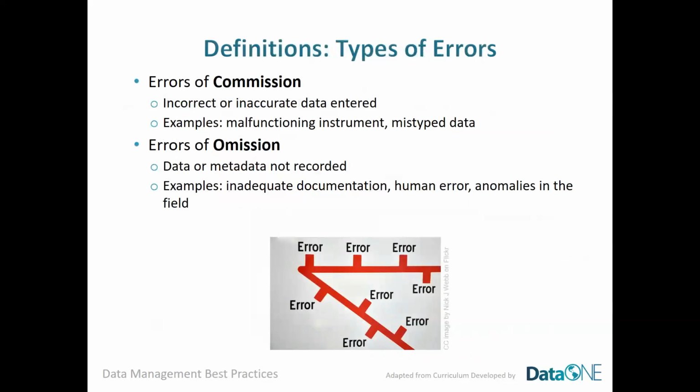And on the other hand, errors of omission are the second type of error. These result from data or metadata being omitted. Situations that result in omission errors are when the data are inadequately documented, when there are human errors during data collection or entry, or when there are anomalies in the field that affect the data.